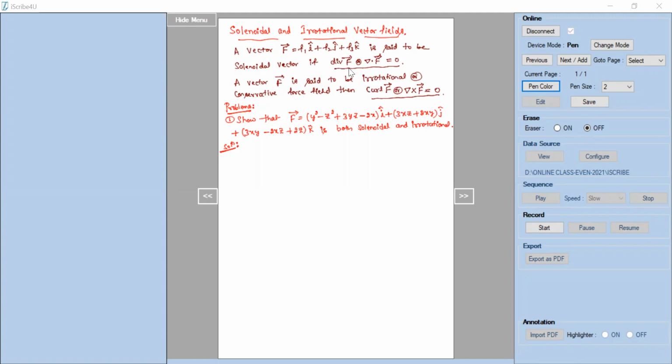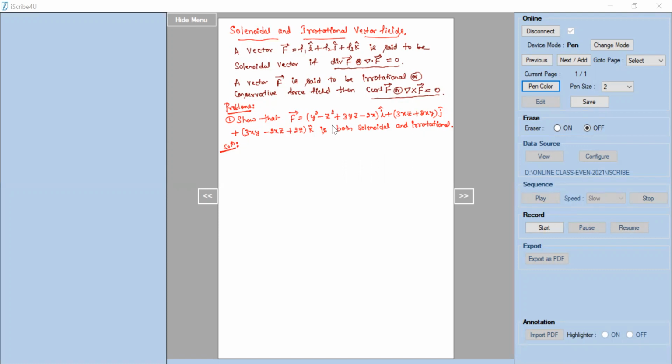So these are the two important concepts in our vectors. Divergence is zero means it is called a solenoidal vector, and curl of a vector is zero means it is called an irrotational vector. For certain examples, we will see how to show that the vector is solenoidal and irrotational. I'll start with the first example. Show that vector f equals y square minus z square plus 3yz minus 2x y i plus 3xz plus 2xy j plus 3xy minus 2xz plus 2z k is both solenoidal and irrotational.